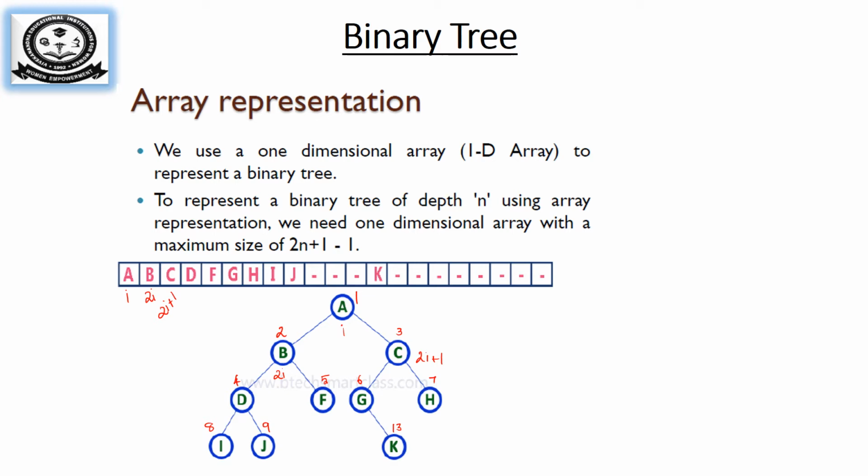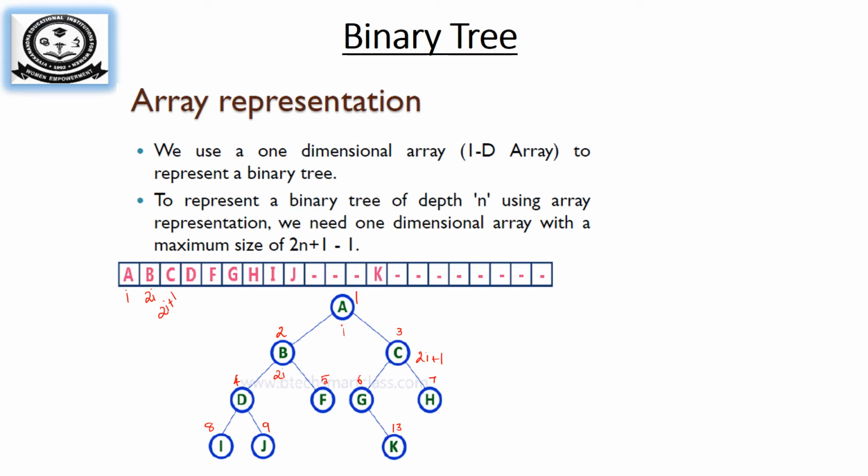So how will it be stored? A parent node will be stored in ith position, its left child will be stored in 2i position, and its right child will be stored in 2i plus 1 position. So you can see when you calculate it, for 1, the left child will be 2, and for A, C will be in the third position. Similarly, when you take the node C, it is the third node. Its left child will be in the 6th position because 2 into 3 is 6, and the right child will be 2 into 3 plus 1, which is 7. So left child will be in 6th position and right child will be in 7th position.